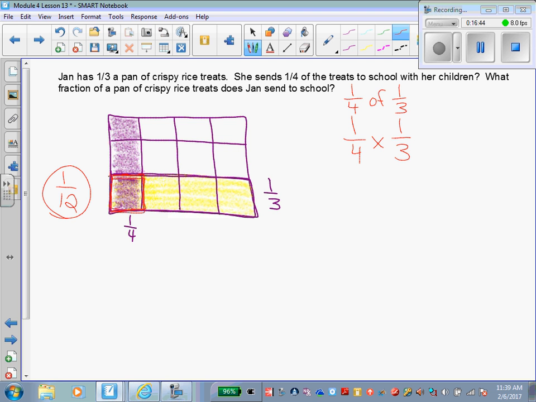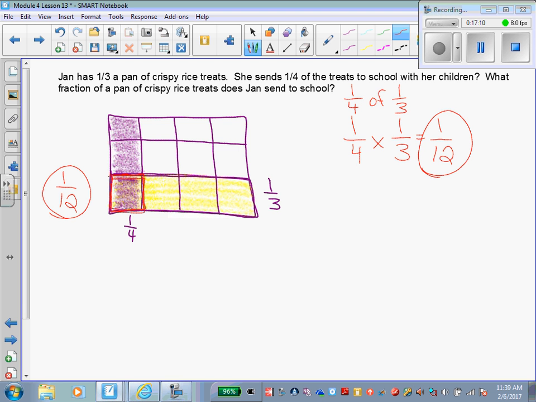So 1 times 1 is what? 1. Only 2 people knew that. 4 times 3 is what? 12. So again, you can see that with our number expression, we get the same answer as we did with our model. Why is it important to do this model when this number expression is so stinking easy to solve?